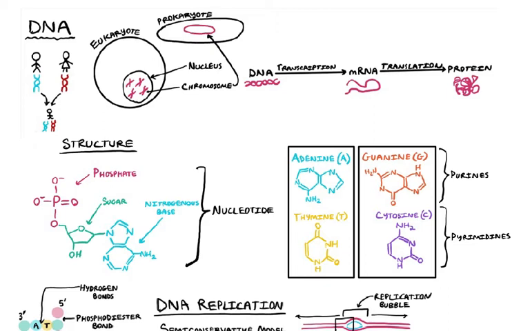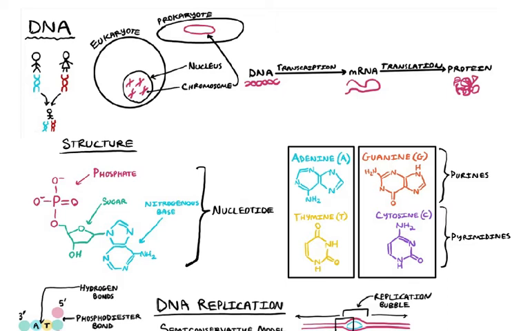Meanwhile, in prokaryotes, bacteria and archaea that do not have a nucleus, they have only one chromosome. It is in a circle, and it resides in an area of the cell known as the nucleoid. So that's kind of like the nucleus, but there's no membrane around it. It's just an area.